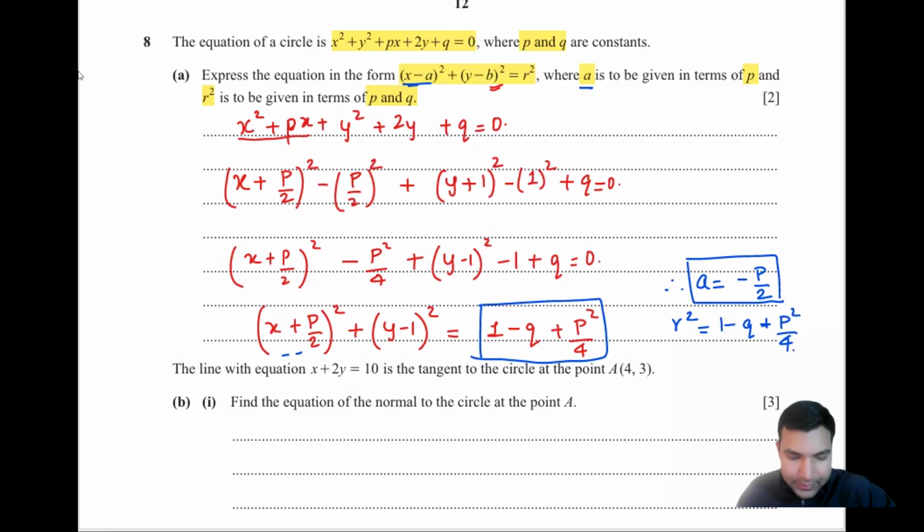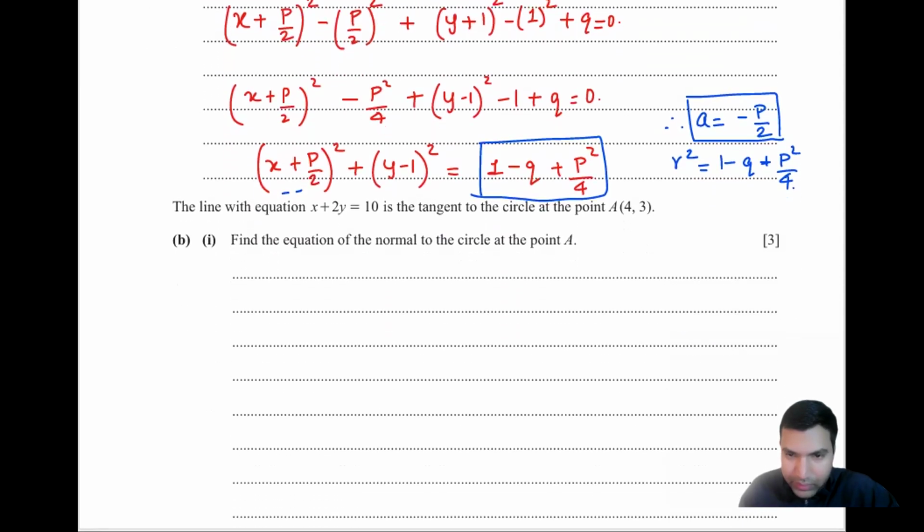Now, moving on to the next, which is basically equation of a normal. Okay, perfect. So now it says the line with equation x plus 2y equal to 10 is the tangent to the circle at A(4, 3), and this is the equation of the tangent at the circle at this particular point, it is given to us. All right. So therefore, I have to find the equation of the normal at the point A.